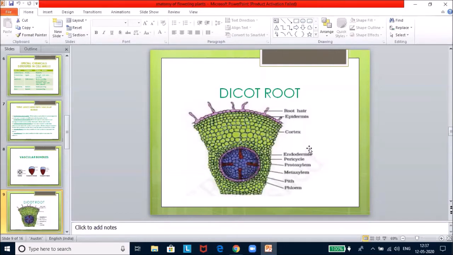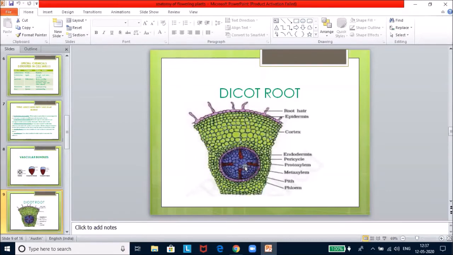Dicot root: epidermis is the outermost layer with unicellular root hairs. Cortex is made up of parenchyma. Endodermis consists of barrel-shaped cells without any intercellular spaces. Casparian strips are present on the tangential and radial walls, and they are impermeable to water. Pericycle is made up of parenchymatous cells. Now pith is small or inconspicuous. So here you will see the central pith. You can't even tell whether it is prominent, so that is why it is said to be inconspicuous or absent.